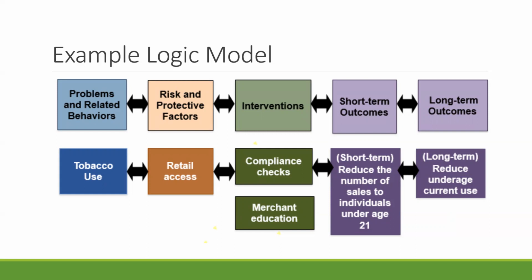The short-term outcomes of those interventions should be a reduction in the number of sales to individuals under the age of 21, which is a direct impact on our risk and protective factor of retail access. That should lead to a long-term outcome of reducing underage use of tobacco, which is an impact on our identified problem behavior of tobacco use among individuals under the age of 21.